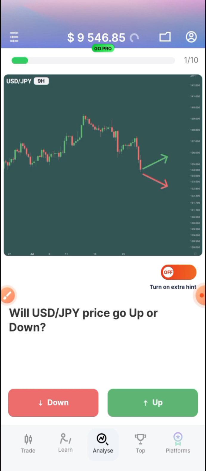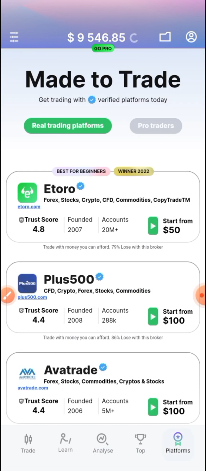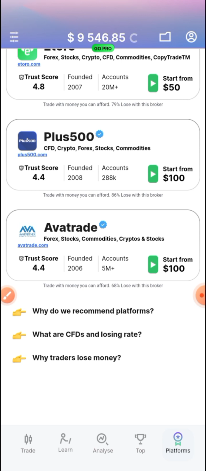So here they are saying, do you think USD JPY will go up or down? So you can click on any and you see what will happen as you practice on this platform. So when you go to platforms, these are their Forex brokers, or rather brokers they are using or they are promoting here. But as you know me, I usually use 3 brokers.